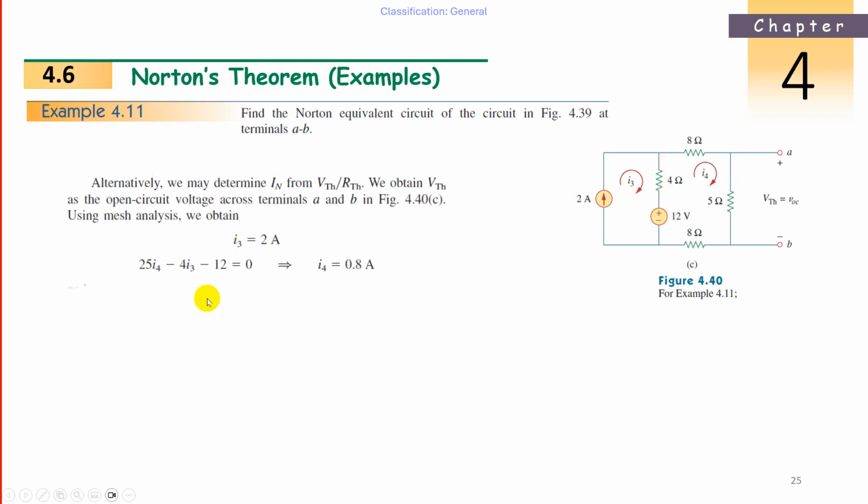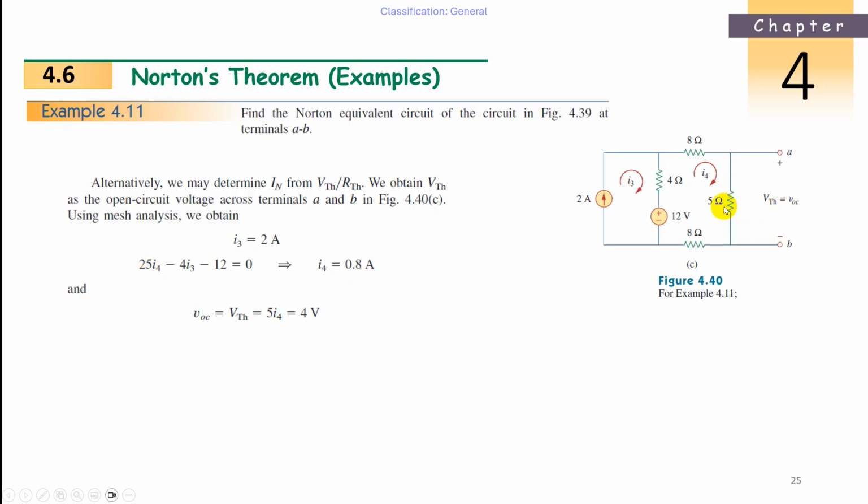I3 is 2 amperes. Now see, 25 is the total resistance in I4, minus 4 I3, minus 12 equal to 0. So I3 we already know, substitute here: 4 times 2 is 8, plus 12 is 20. So 20 divided by 25 is 0.8 amperes, which is nothing but your I4. Now, what is V_OC?